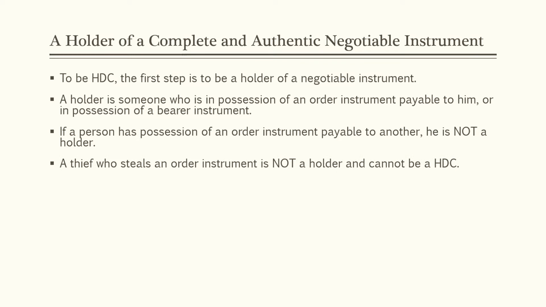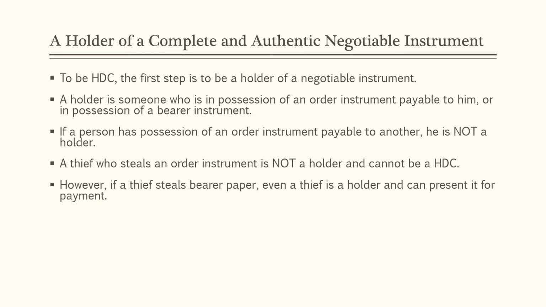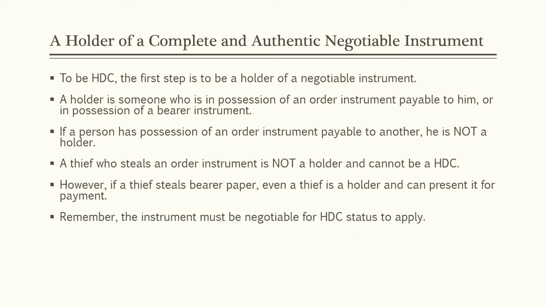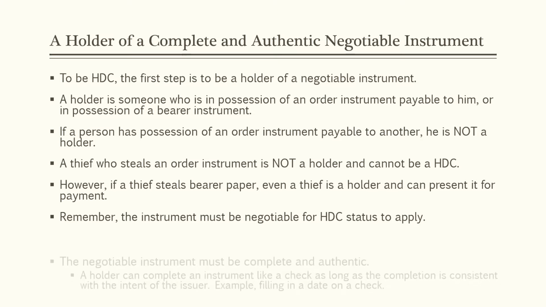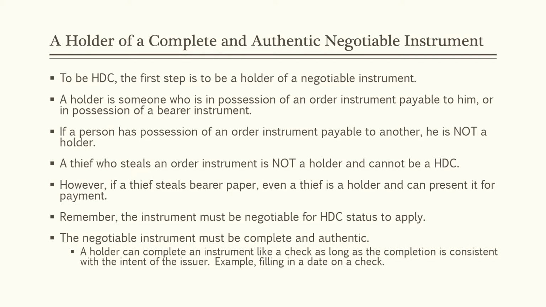A thief who steals an order instrument is not a holder and can never be a holder in due course. However, if a thief steals bearer paper, even a thief is a holder and can present it for payment. That is the only time a thief can be a holder, is if they are holding bearer paper. Remember, the instrument must be negotiable for holder in due course status to apply. The negotiable instrument must be complete and authentic.